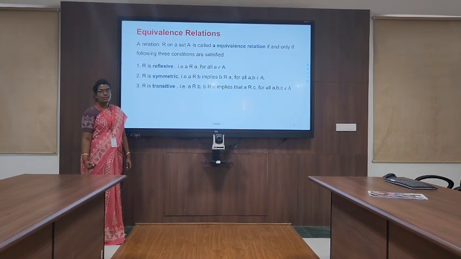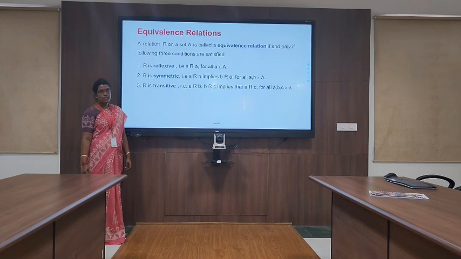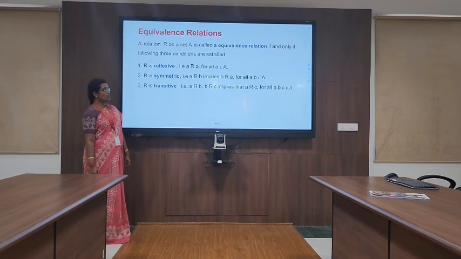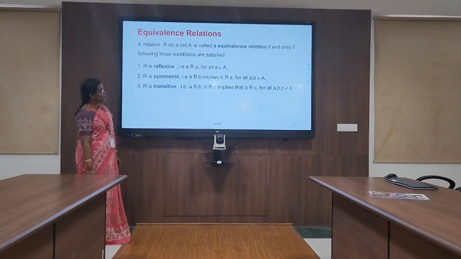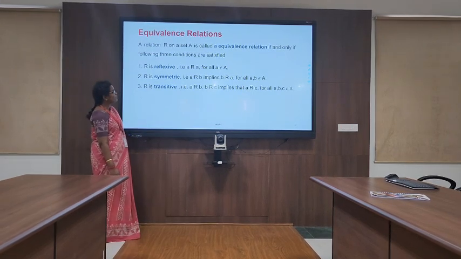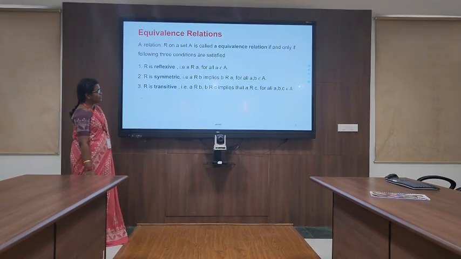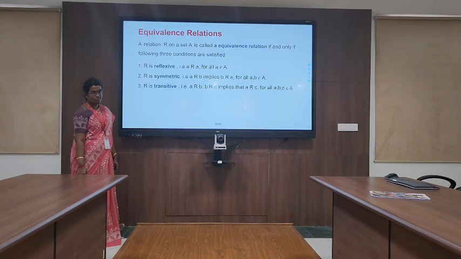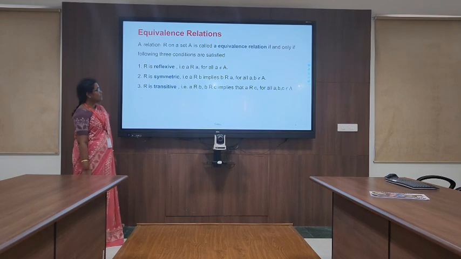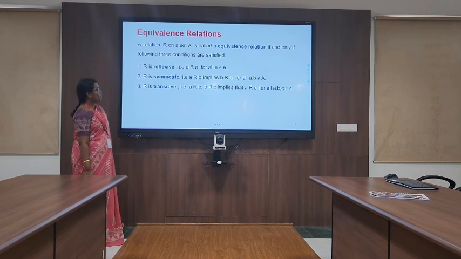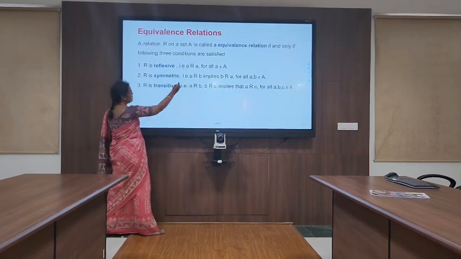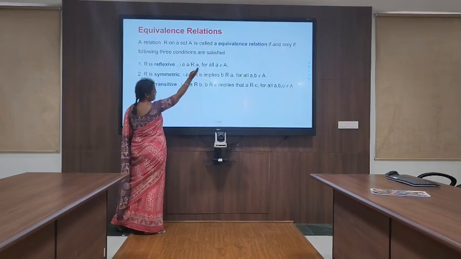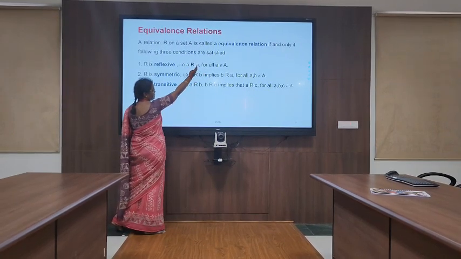So now a relation R is a subset of the Cartesian product A cross A. With this note, let's move on to the topic equivalence relation. A relation R on a set is an equivalence relation if the following conditions are satisfied. First, R is reflexive. That is, every element of A is related with itself.